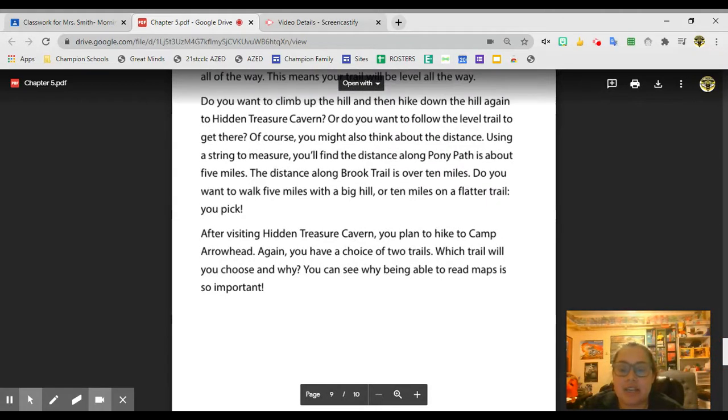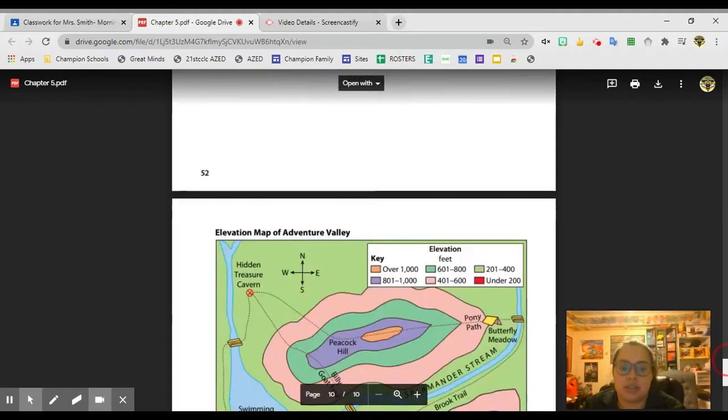After visiting Hidden Treasure Cavern, you plan to hike to Camp Arrowhead. Again, you have a choice of two trails. Which trail will you choose and why? You can see that being able to read a map is so important.